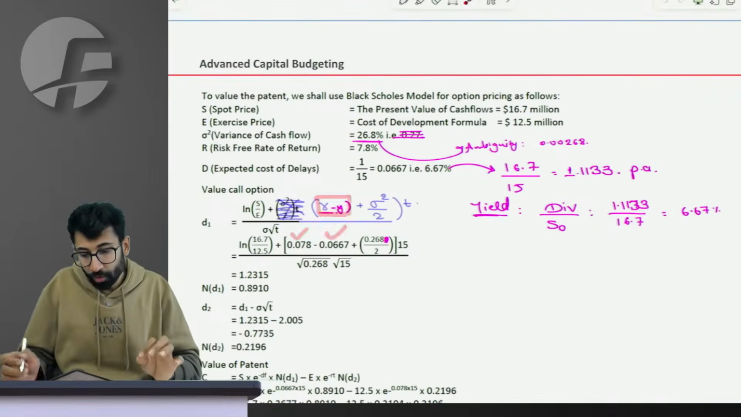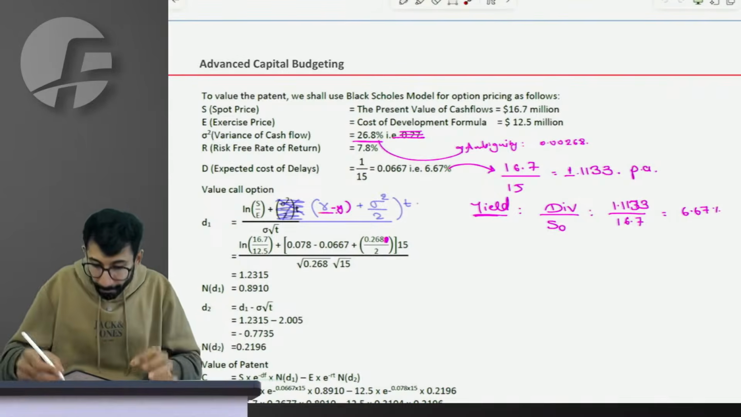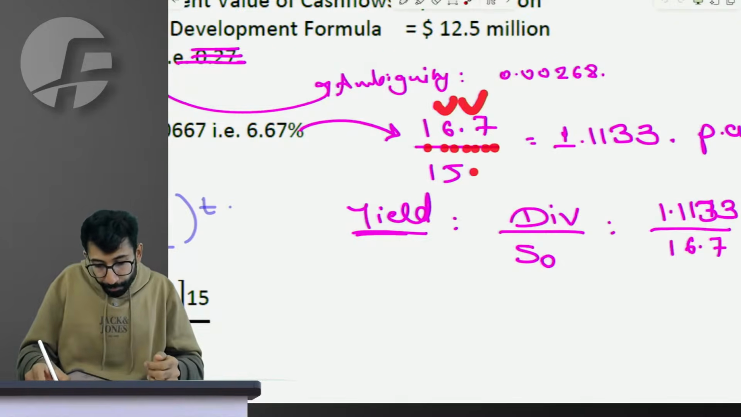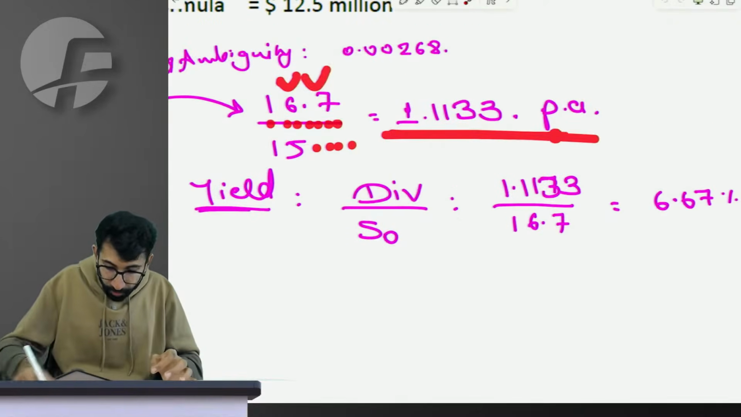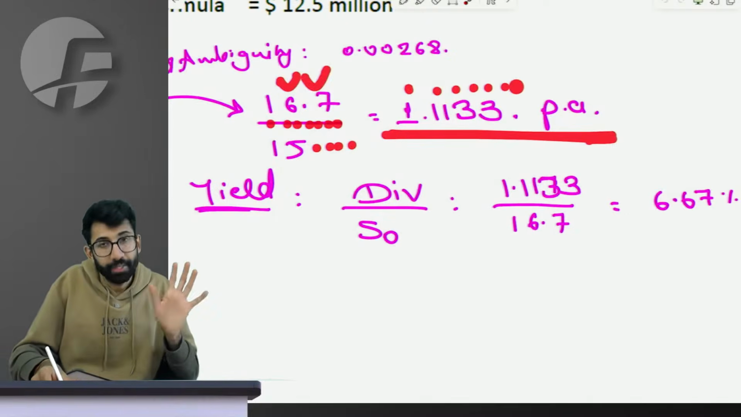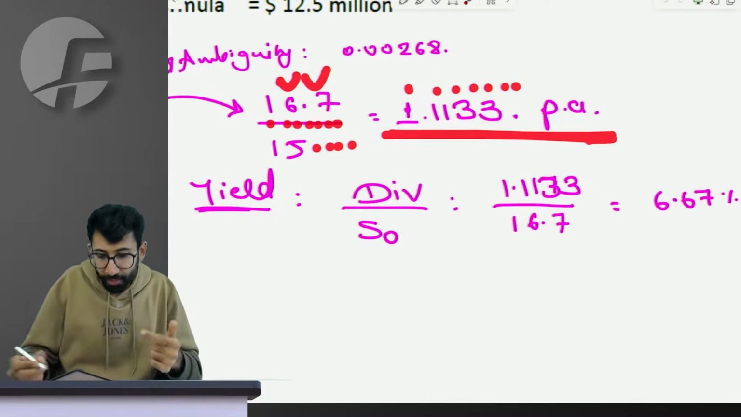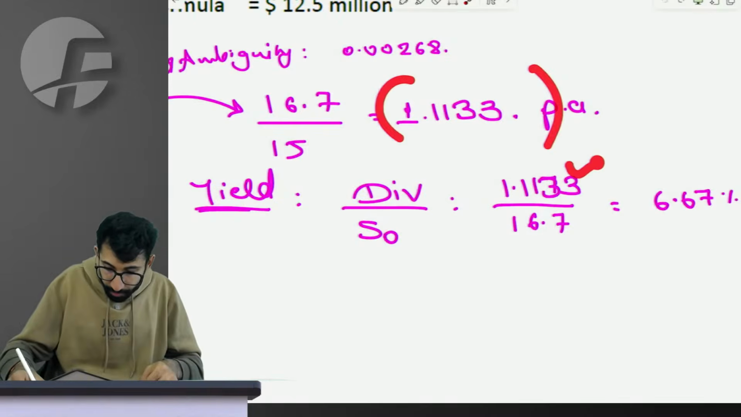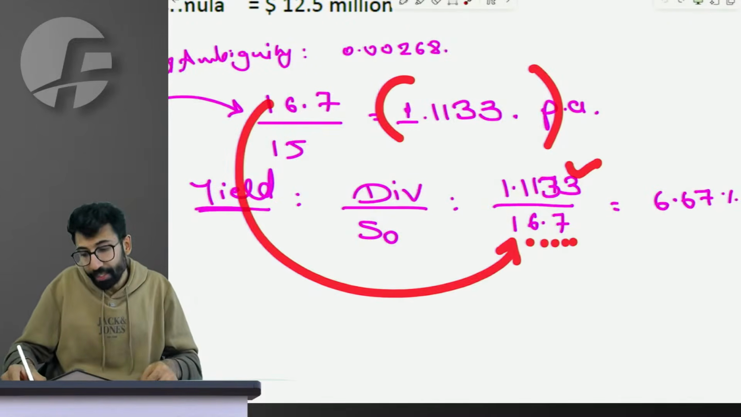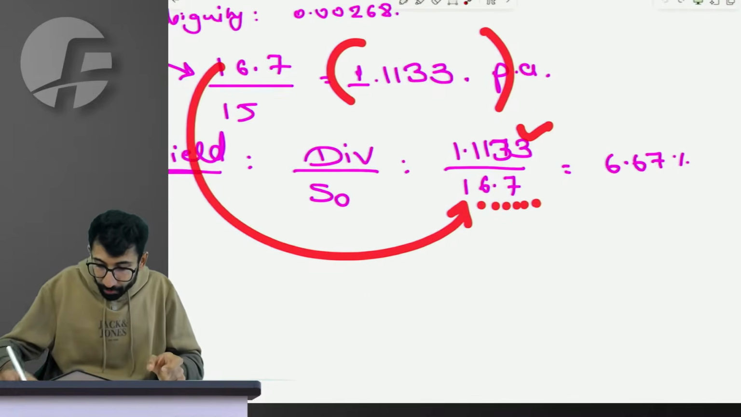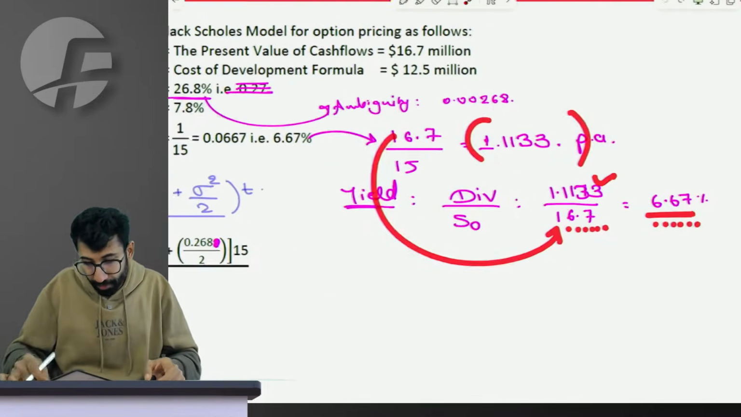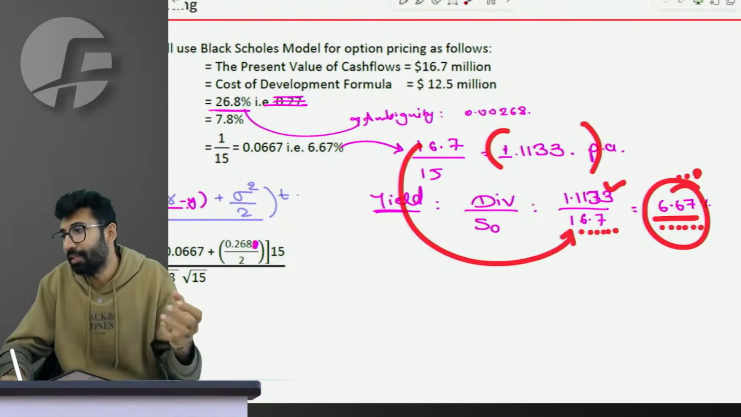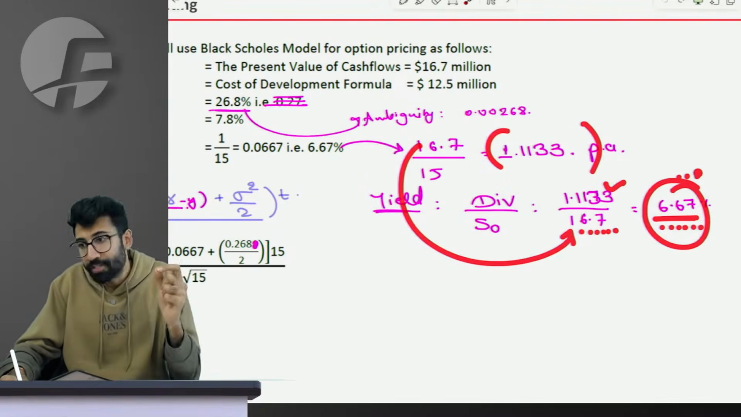Sir, how do we get to know the amount of dividend yield? Common sense. 16.7 is the value you will receive every year over a period of 15 years. So every year, how much cash flow will you receive? 1.1133. In yield, how much is the yield? So dividend per year is this. On the spot price today of 16.7 per annum, dividend yield is 6.67%. This also has a little ambiguity, but I don't want to explain it now, because anyways in the exam we will have to do the question in the same way.